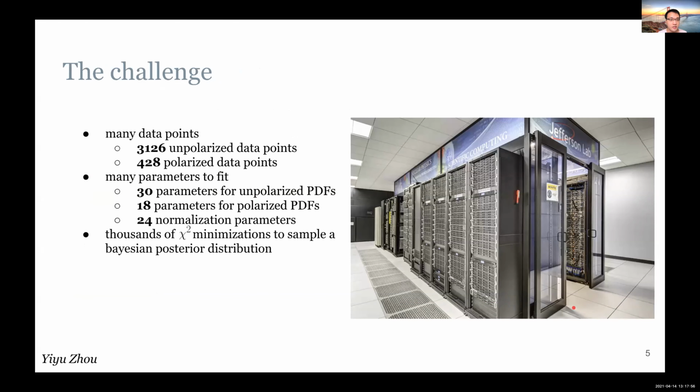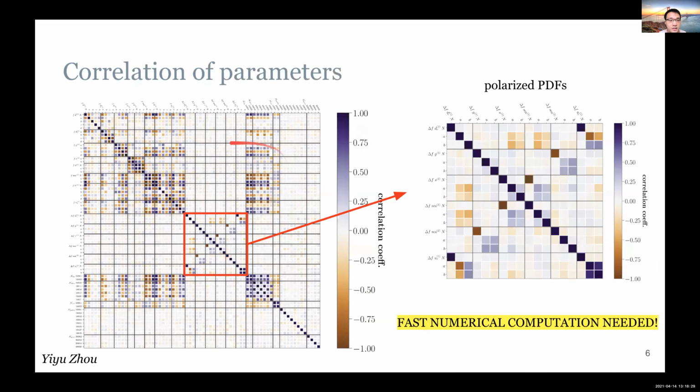Okay, so what are the challenges? The challenge is heavy computation, which comes from the 3,000 unpolarized data points, 400 polarized data points, 30 parameters to describe the unpolarized PDFs, 18 parameters for the polarized, and 24 normalization parameters. And plus that, we have to perform thousands of chi-square minimizations to just sample one posterior distribution. So this is a correlation plot for all the parameters, and me showing this plot is just to illustrate how many parameters we have to fit. There are many parameters.